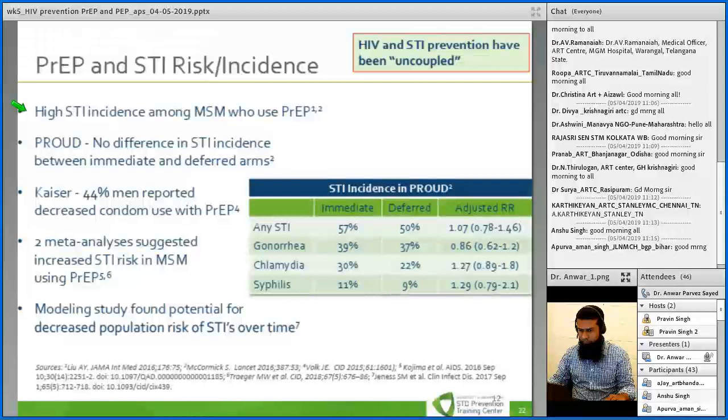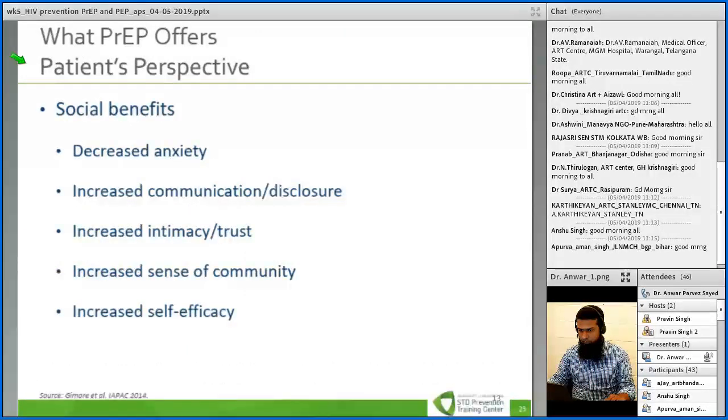So what they have seen in various studies was high STI incidence among MSM who used PrEP. That means the use of condoms might have gone down, but in some of the studies no difference has been seen between immediate and deferred arms.